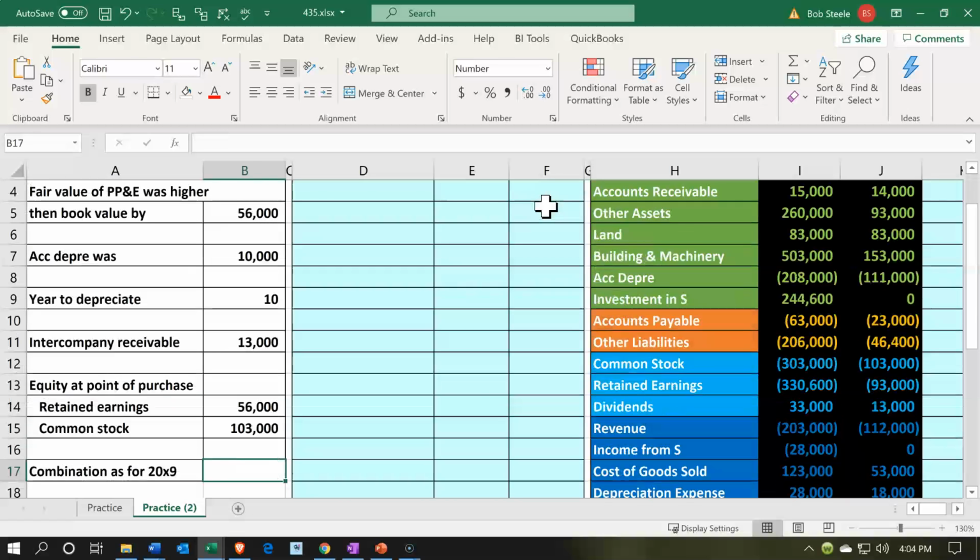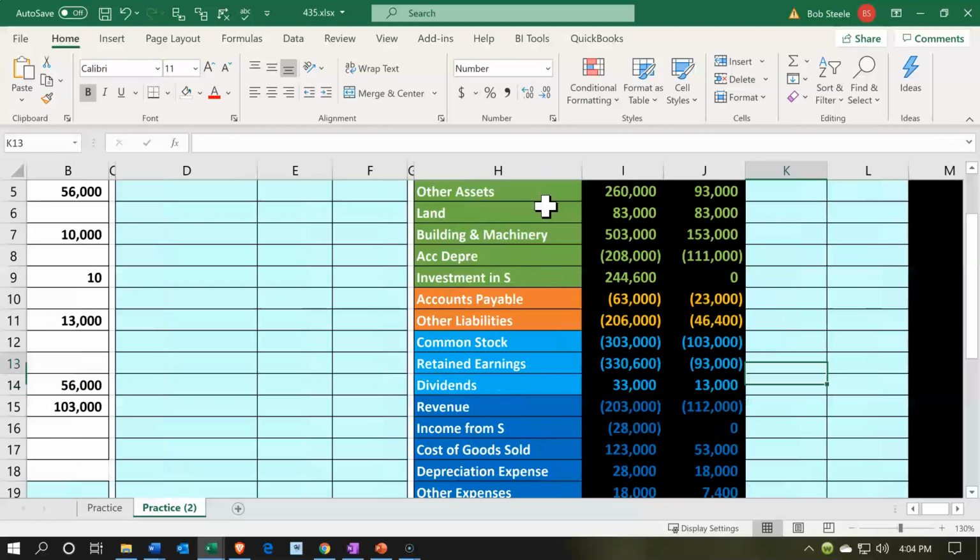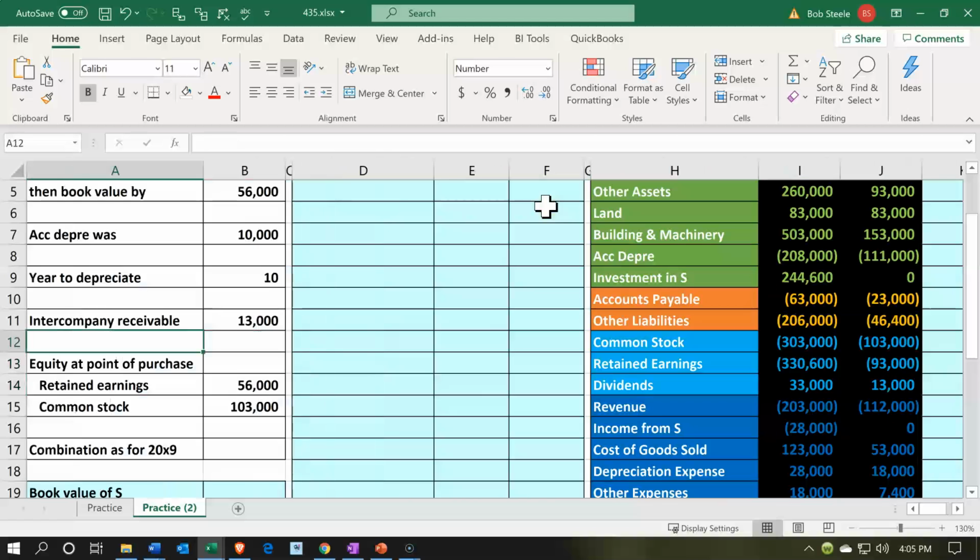Then we have the intercompany receivables of $13,000. So there's a receivable on one book and a payable on the other books for $13,000. We will have to eliminate that. And then we have the equity at the point of purchase. If I looked at just the equity section in the balance sheet at the point of purchase for S, that is where we would typically go in real life. We would see then that the retained earnings was $56,000, the common stock $103,000.